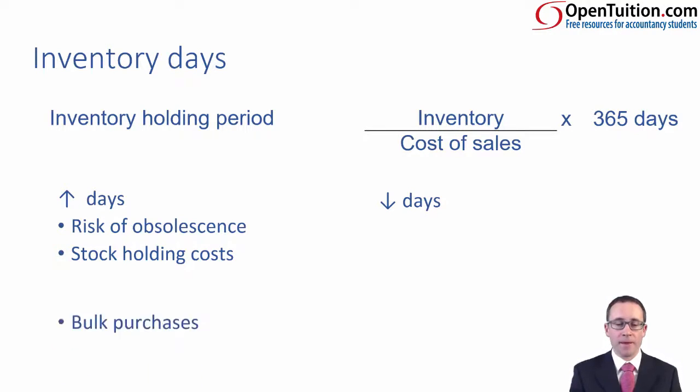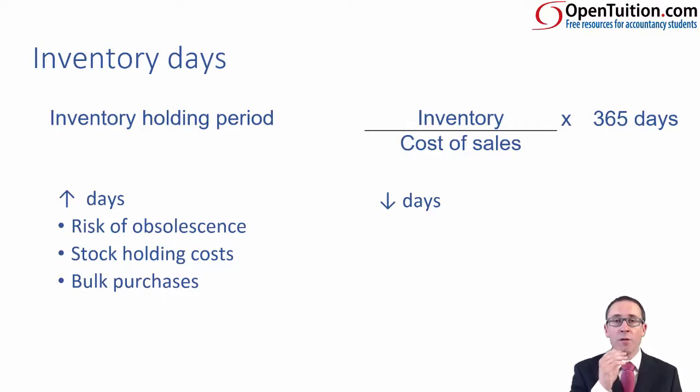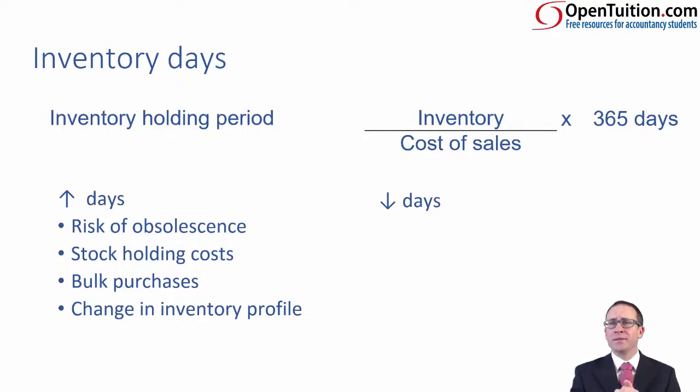Okay. Bulk purchases. Maybe you've taken advantage of a bulk purchase to get things cheaper with a quantity discount, but the only issue that you have there is an increase in your inventory days, isn't it? As you have more inventory at the end of the year potentially, that could give you issues if you don't sell it, but hopefully you'll be able to sell it next year and therefore take the advantages of the cheaper costs and increase margins. Could be the change in inventory profile.